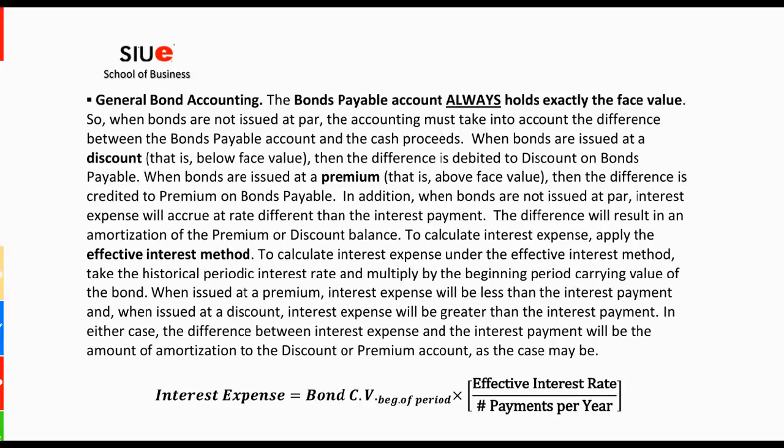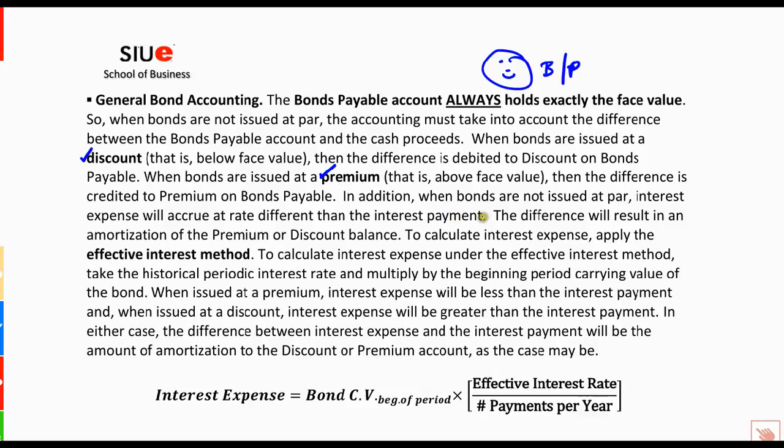So here's a paragraph you can refer to for general bond accounting. As I keep emphasizing, the bonds payable account always holds the face value. We have the discount if the bond is issued below face value, the premium if it's issued above face value, and the difference goes into the discount on bonds payable or premium on bonds payable.